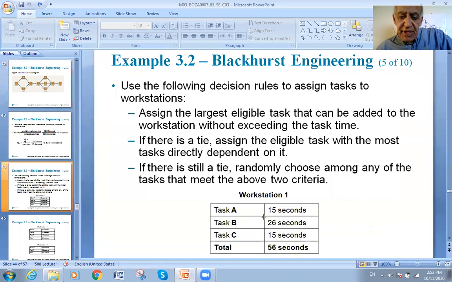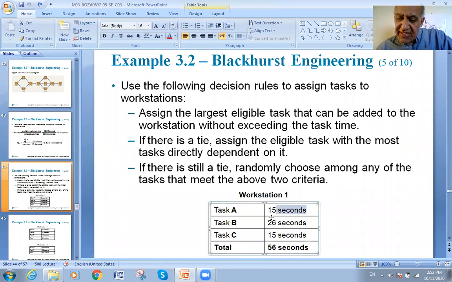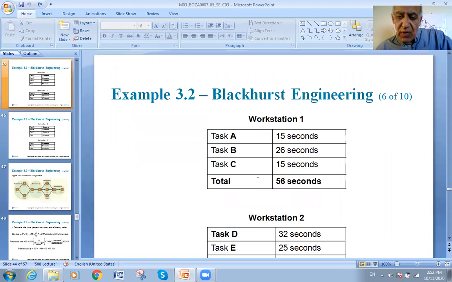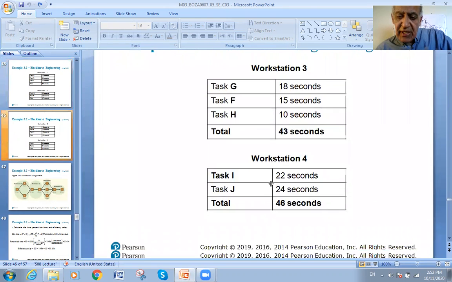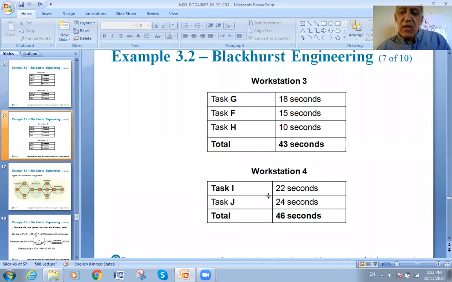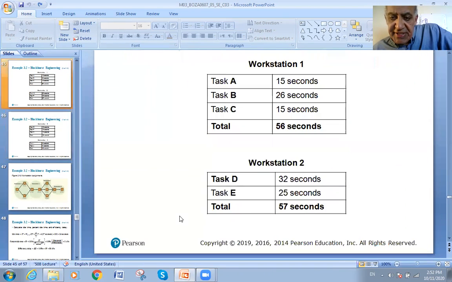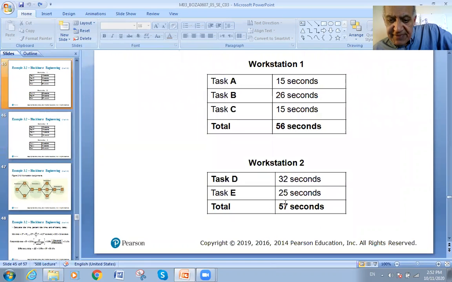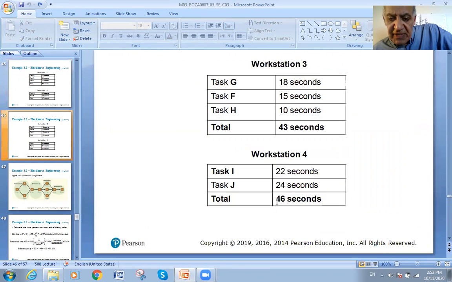Then I will put each number of seconds in front of them, as given in the example. Task A was 15 seconds, task B was 26 seconds, task C was 15 seconds. All will come to 56 seconds. Same thing I did for workstation 1, I will do for 2, 3 and 4. Then I will take the largest number of them: the first one 56, the second 57, the third 43, the fourth 46. The largest of them is 57.